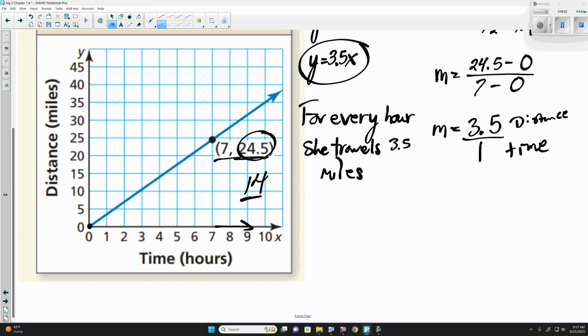24.5. We're only wanting to know 14. So at 7 hours, she has gone long past 14, yes? So anything greater than or equal to 7 is not going to work. Now, we can use the equation to solve this.